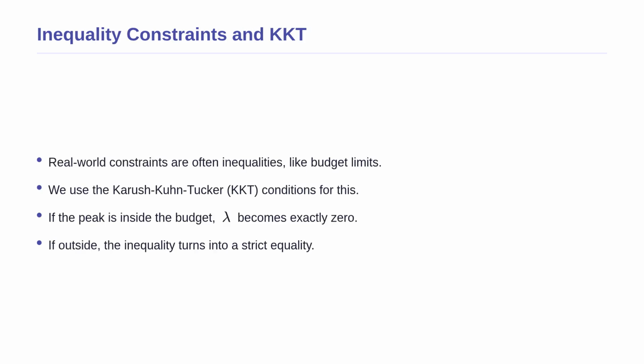Up to now, we have assumed our rules must be met exactly, like a perimeter of exactly 40 meters. But in real life, constraints are often inequalities, like a budget you do not have to fully spend. To handle this, we use the Karush-Kuhn-Tucker or KKT extension. It introduces a logical check. If the true peak is inside your budget, lambda becomes 0. If it is outside, you push until you hit the limit and solve it just like a standard equality constraint.